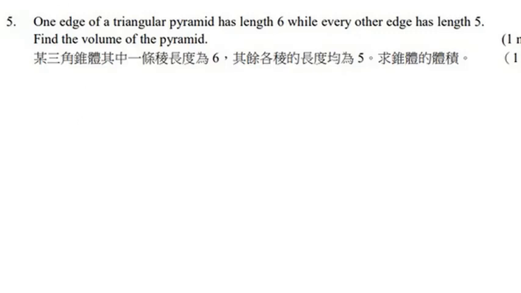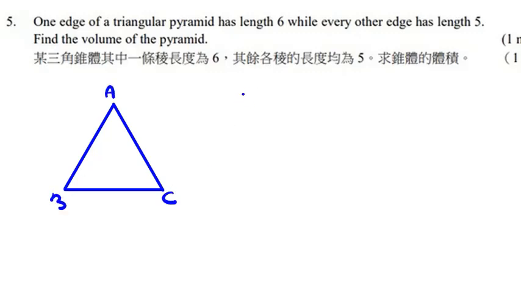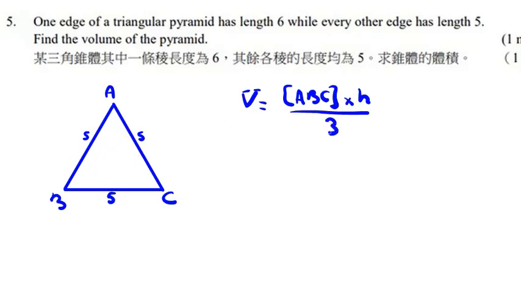Okay, so here let's see what we have. I consider the base as an equilateral triangle, ABC. I know the volume is the area of ABC, where the sides are 5, 5, 5, times h, the distance of the fourth vertex from this triangle, over 3.